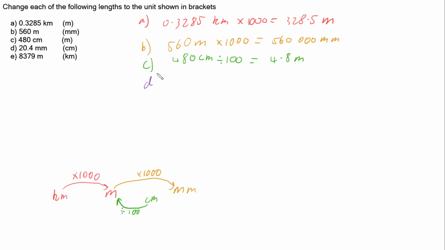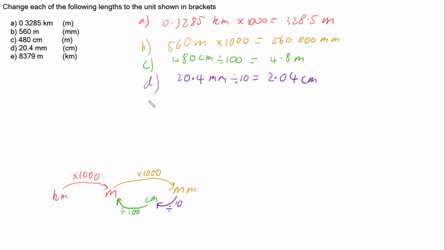Part D, I've got 20.4 millimeters, and I want to go up to centimeters. So I'm at millimeters. How do I go from here up to centimeters? Well, there's 10 millimeters in a centimeter, and I'm going from something small up to something big, so I divide by 10. So we're going to divide by 10. So that means I've got 2.04 centimeters.